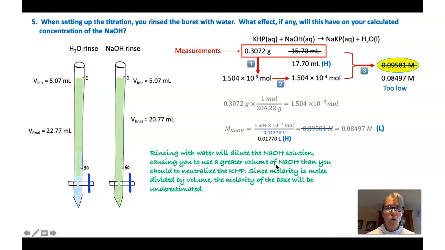So rinsing with water will dilute the sodium hydroxide solution, causing you to use a greater volume of sodium hydroxide than you should to neutralize the KHP. And since molarity is moles divided by volume, the molarity of the base will be underestimated.